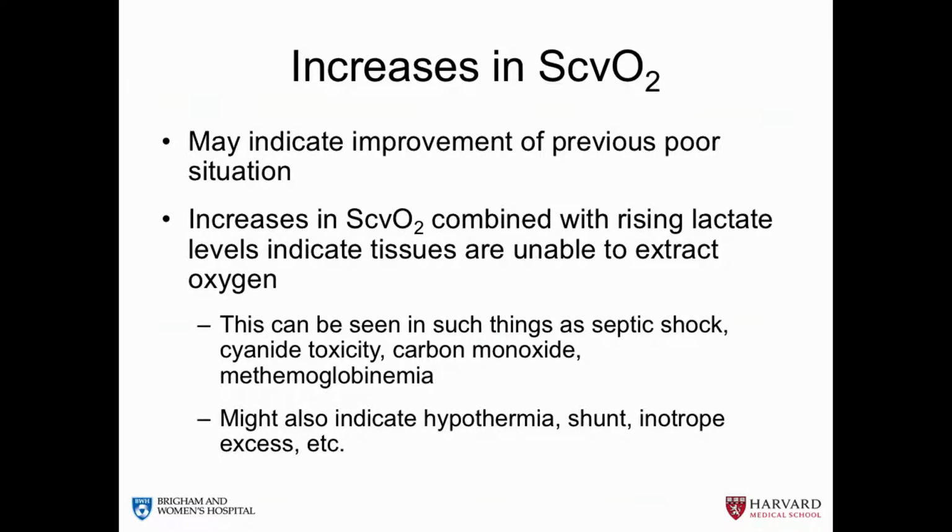It could also happen in hypothermia, where metabolism is decreased or even shut down. It could happen in shunt, where oxygenated blood is being shunted into the venous side of the circulation. And also if we drive patients with medications such as inotropes into a high output state.